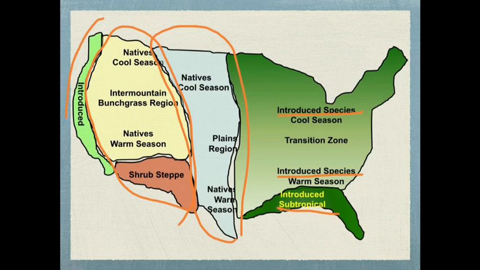And finally, out where we're at here on the western coast, we do have more introduced species. We do have some native land, but also a lot of introduced forages as well. So that's kind of how the U.S. shapes up in general from a standpoint of grazing lands.